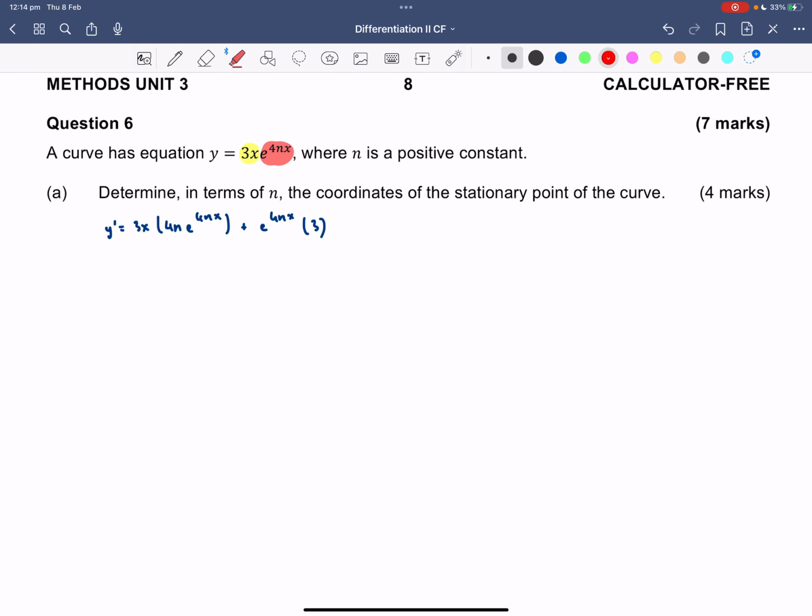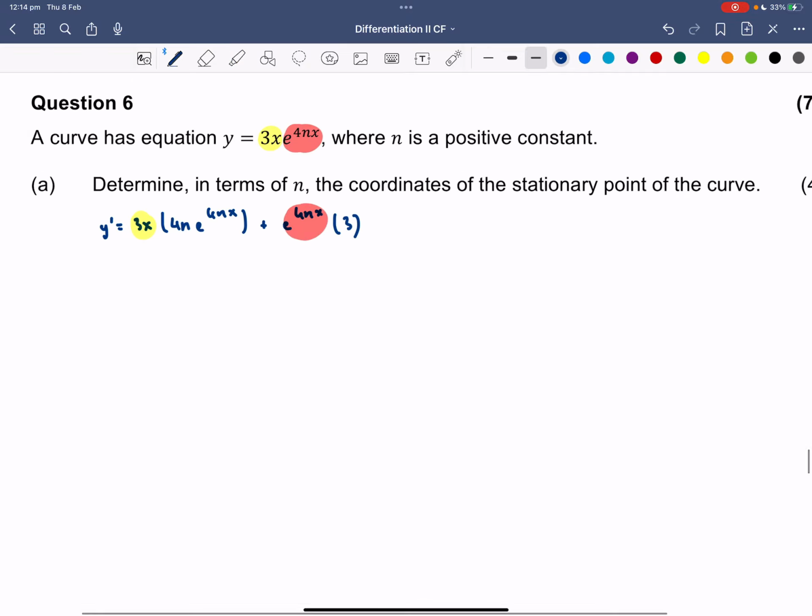Great. So that's product rule, copied one, differentiated the other one, and vice versa. Now we want to let it equal 0. What do you do when you want to let the derivative equal 0? You always simplify. So to simplify this, we can factorize out the 3 and the e to the 4nx. That leaves us with 4xn over here. And what does it leave us with over here? Just a plus 1. Perfect.